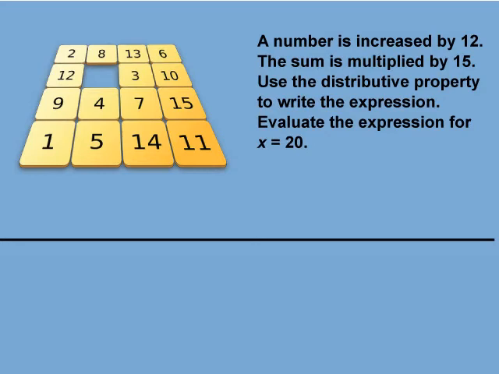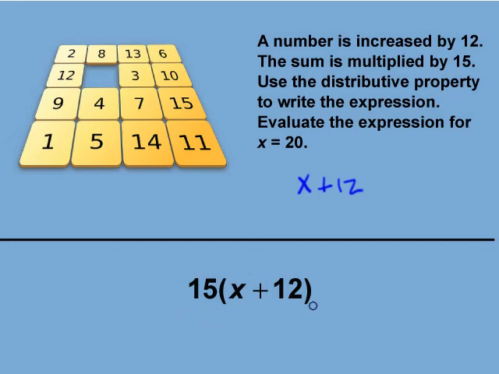This is an example of converting words into an algebraic expression. Let's start with this part. A number is increased by 12. Since we don't know which number, we designate it as x. This number is increased by 12, so we write x plus 12. The sum, or the entire expression, is multiplied by 15. So we enclose the expression in parentheses and multiply the whole expression by 15, as shown here.